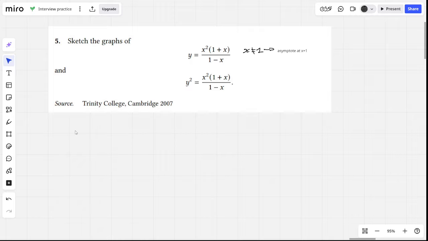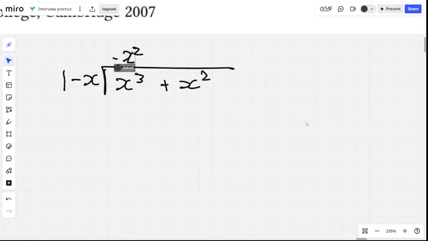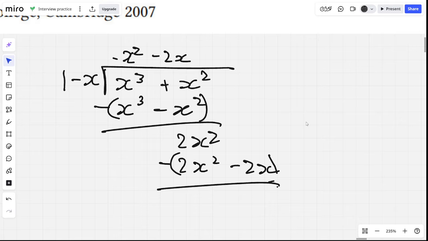Now back to the long division. This is quite a weird one because I'm dividing by 1 minus x, which is fine, it is just a bit uncomfortable. So I need minus x squared, not x cubed. Already going in the wrong path. So now I have x cubed minus x squared, 2x squared. I need minus 2x. 2x squared minus 2x. This becomes 2x. And here I need a 2.